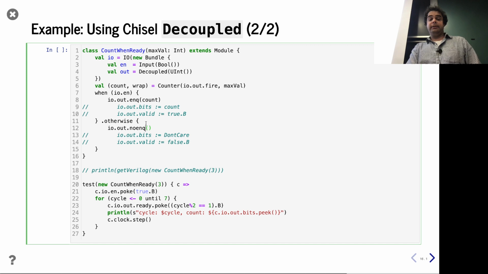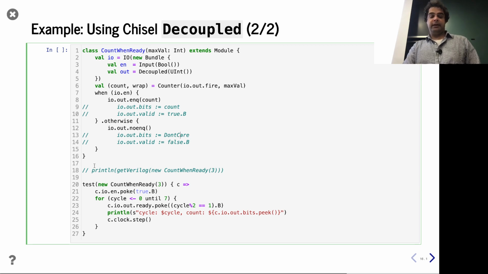Alternatively, if you're not sending data, normally it's sufficient to just say, hey, valid is false, and you don't really care about bits. Bits should be a don't care. If you want to be explicit about bits being a don't care, there actually is a don't care in Chisel for that kind of situation. And if you use the .noenq, it's going to go ahead and actually attach don't care for you, so that we can convey that.